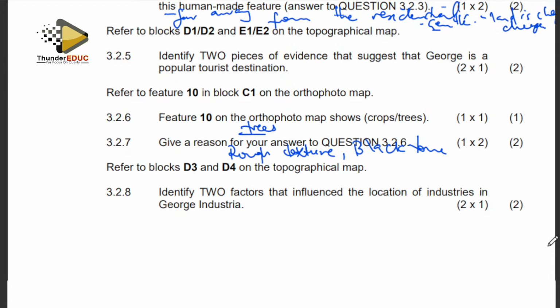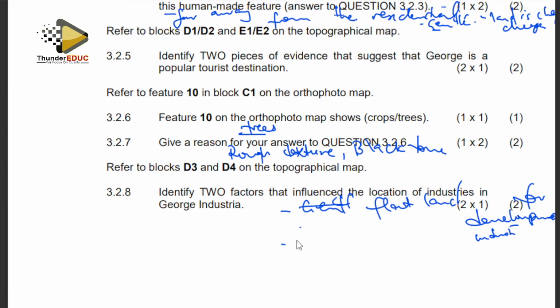All right, so you can have those answers there. So you can write these answers here, like gentle land or flat land. You can say flat land for industrial development. Remember, I told you that you don't write just flat land for industrial development. Okay, then adequate land for what? For expansion of industries.